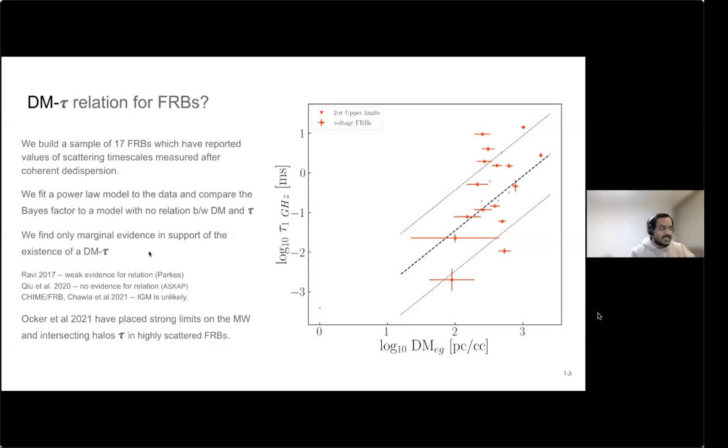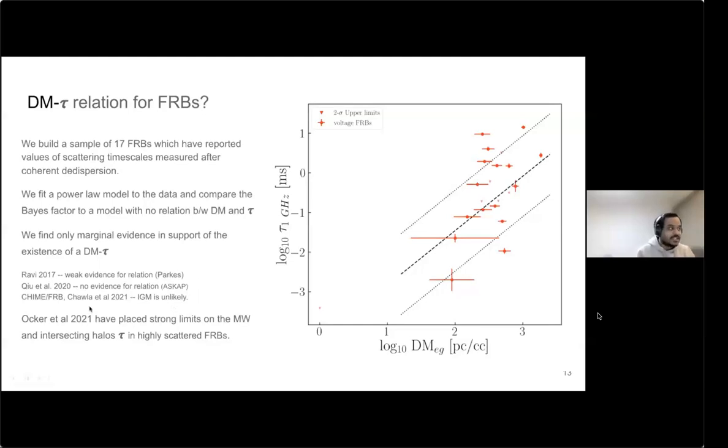This finding is consistent with the findings of Ravi et al., who had used the Parkes sample of FRBs to find weak evidence for such a DM-tau relation. Also consistent with Qiu et al. 2020, which found no evidence for such relation in ASKAP bursts. And recently, we heard from Pragya Chawla that CHIME/FRB have also concluded that the IGM is an unlikely source of scattering in their sample of FRBs.